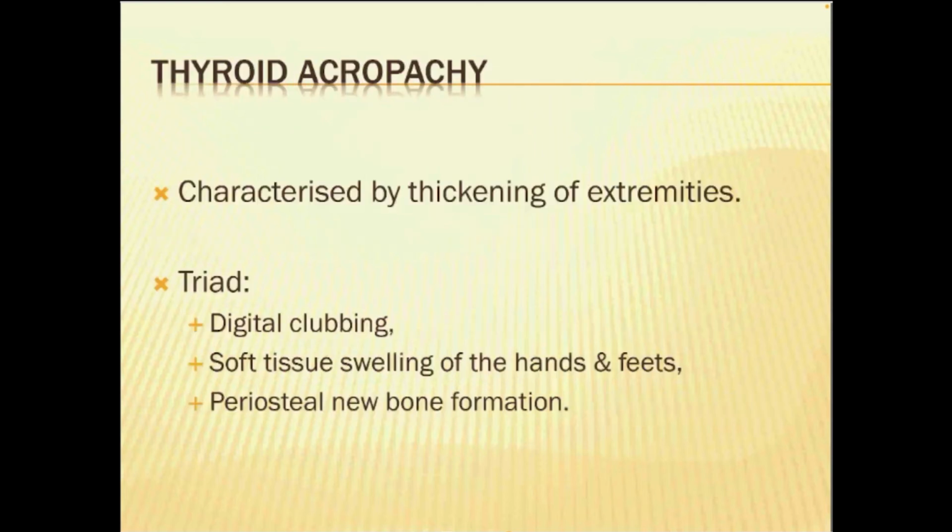So what is thyroid acropathy? Thyroid acropathy is the thickening of the extremities. As said previously, the myxomatous tissues and glycosaminoglycans like hyaluronic acid get deposited in the skin and the subcutaneous tissues of the extremities, which is called thyroid acropathy. It can present as clubbing, soft tissue swelling, or even periosteal new bone formation.